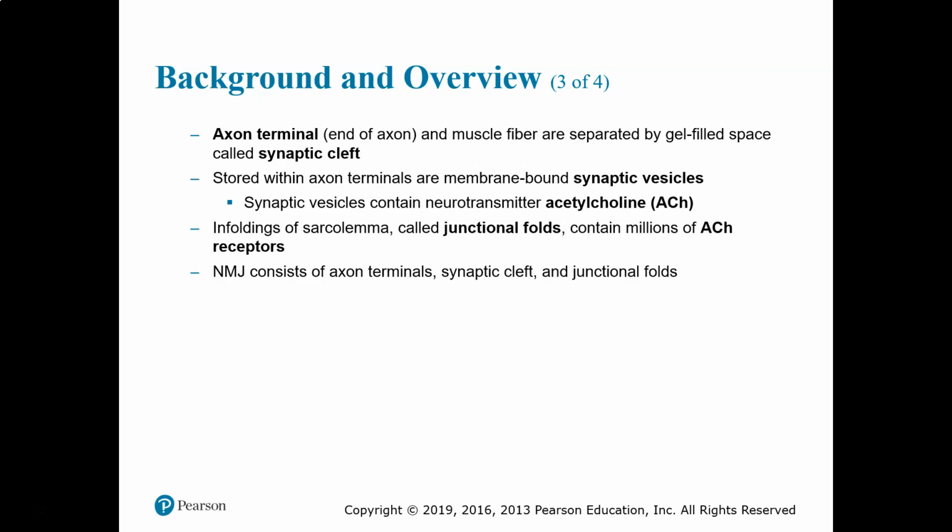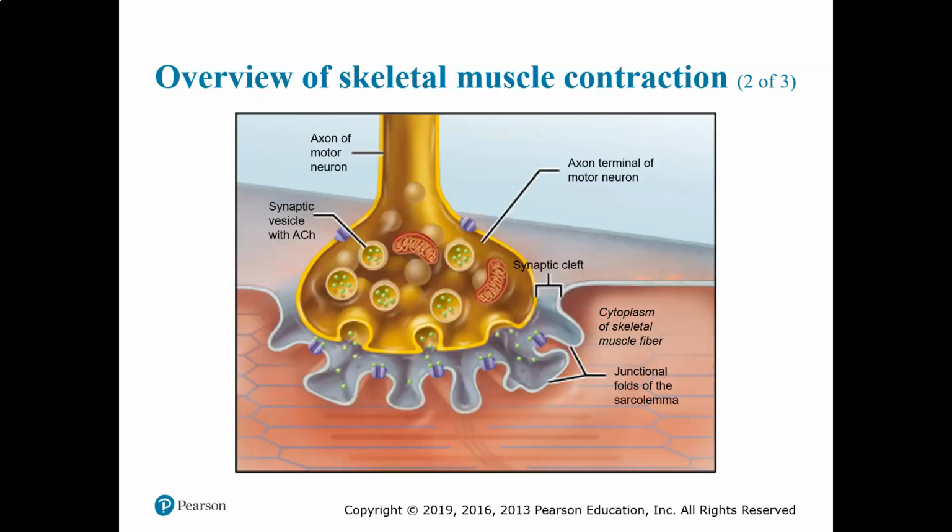So when we look here, what we're looking at is basically the end of the motor neuron, the axon terminal, or end of one of the branches of the motor neuron. And then we're looking at the plasma membrane, or sarcolemma, of the muscle fiber. And you can see here's the Z line, we're looking at the width of a sarcomere. So something's going to happen within that neuron that's going to cause changes across the plasma membrane or sarcolemma of the muscle fiber that's going to lead to a muscle contraction.